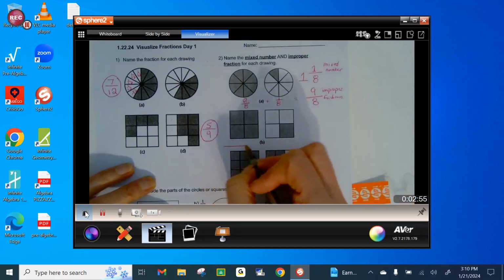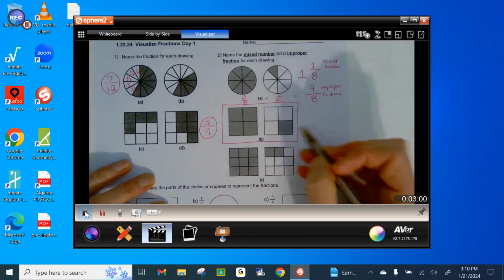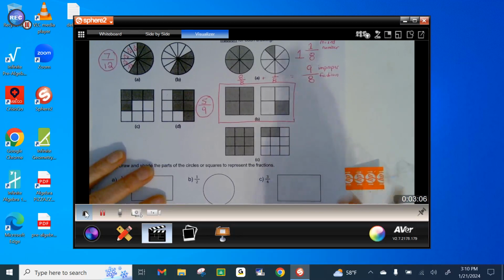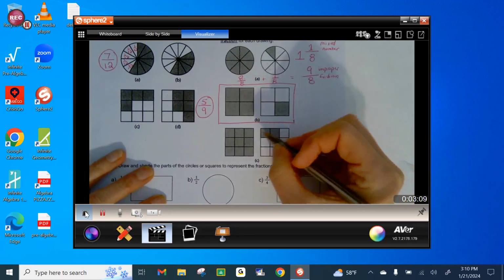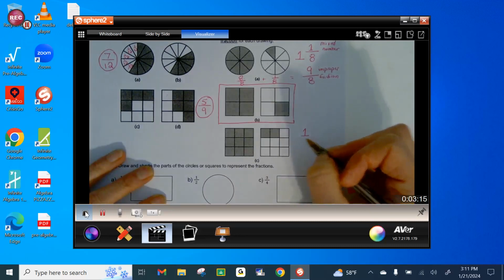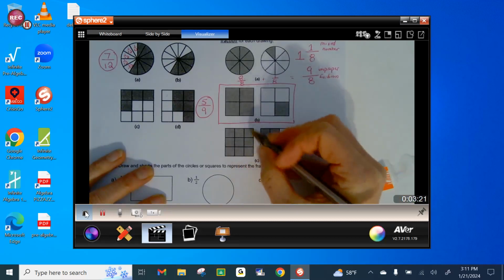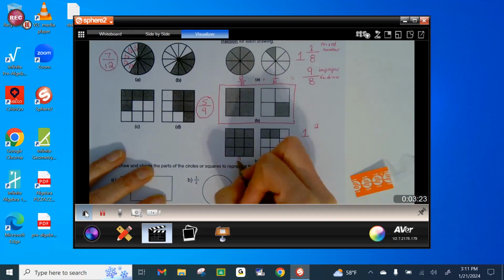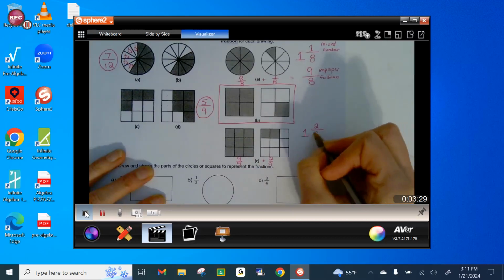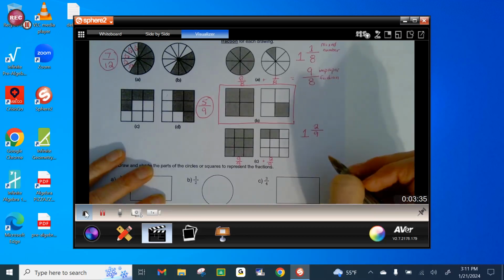So you're going to do the same thing for B. Write the mixed number for B, and then write the improper fraction for B. And I will do C. I see we have one whole, and then we have 1, 2 on this side. So we have one whole shaded. All these are shaded. These are 9/9. And this is 2/9 shaded in. So it's 1 and 2/9. One whole one and 2 extras. Extras go up here. And that's our mixed number.